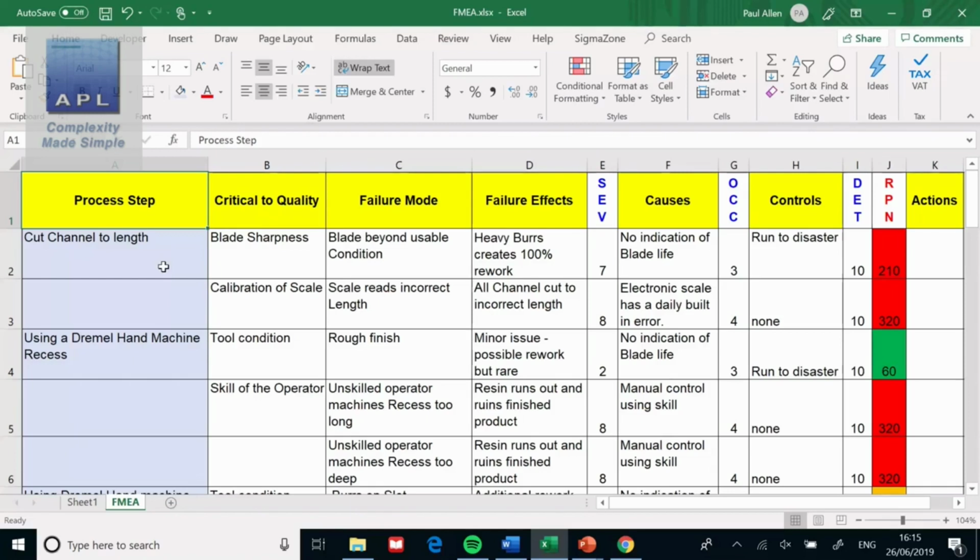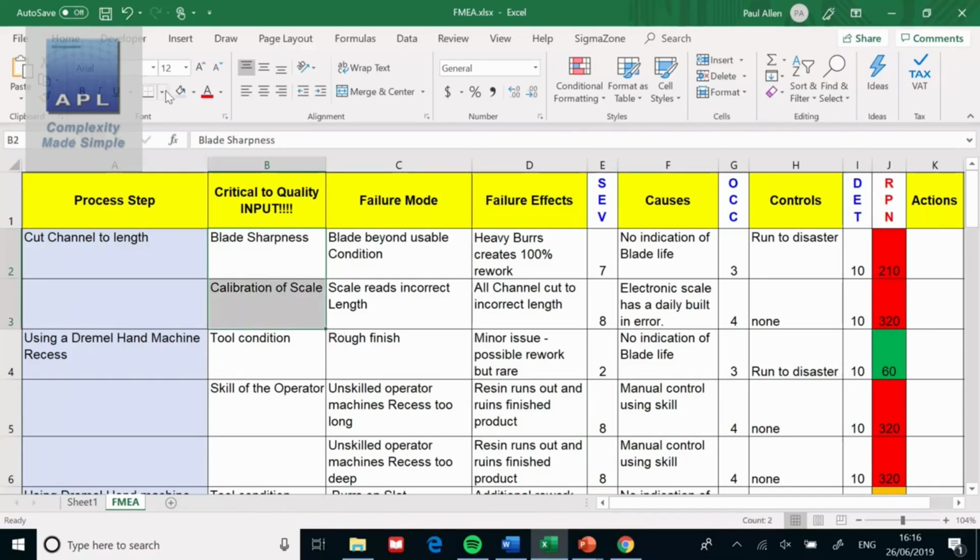What's critical to quality? Now a reminder about the critical to quality. Critical to quality is the input to the process. It's the input to the process. That's really important. So what's critical to quality about cutting the channel to length? Well, that the blade is sharp and that the calibration of the scale is done. Then, having looked at those two, we just colour those in.